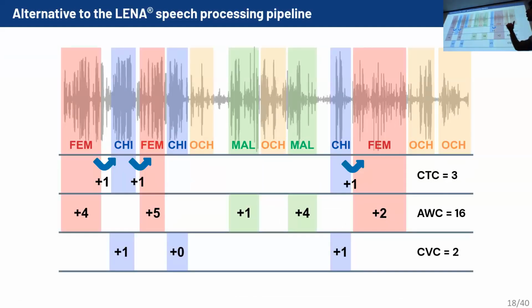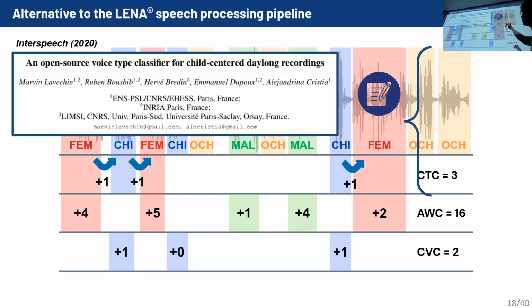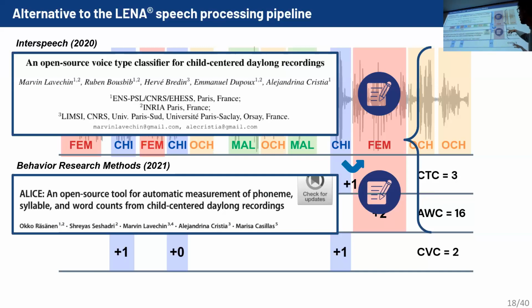So going back to our goal, which was to build an alternative to the LENA speech processing pipeline. We built a voice type classifier from which the CTC measure is derived. We built an algorithm that estimates the number of words produced by adult speakers. I haven't worked personally on the child vocalization count, but I know that there's ongoing research on this problem. So hopefully one day we will also have a solution for this problem.